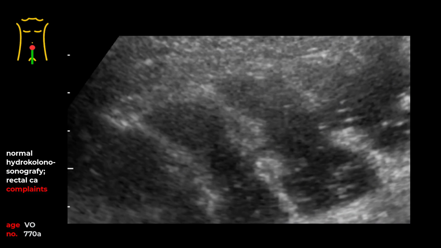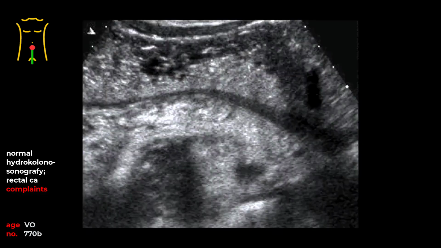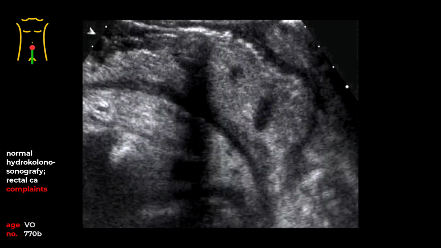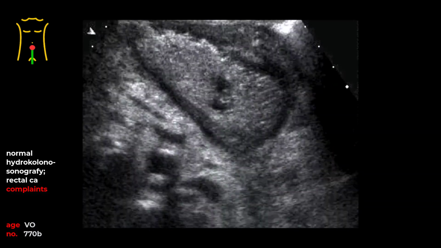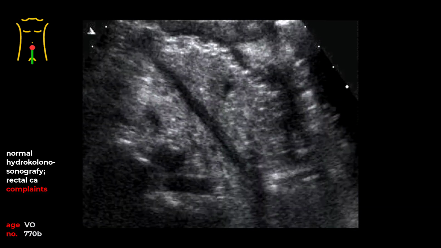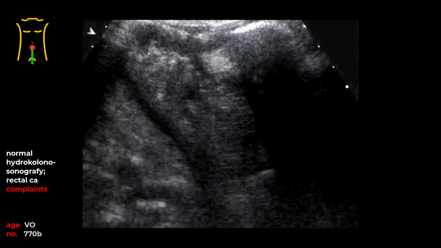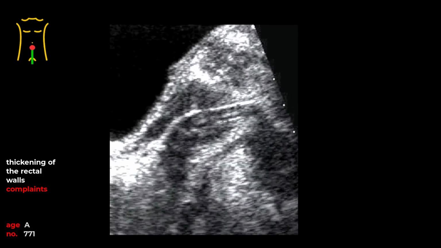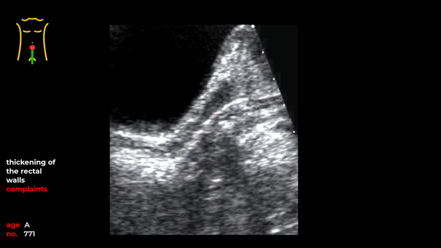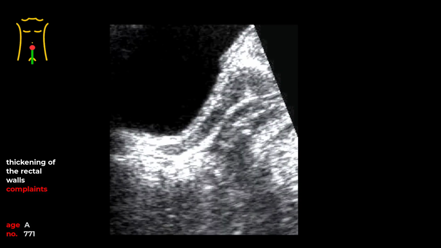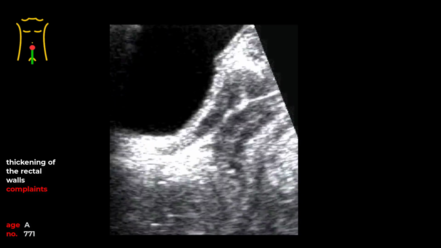770A is a hydrocolonosonography. 770B is a rectal carcinoma in a hydrocolonosonography as well. 771 shows a thickening of the walls, which was in the end a carcinoma too.